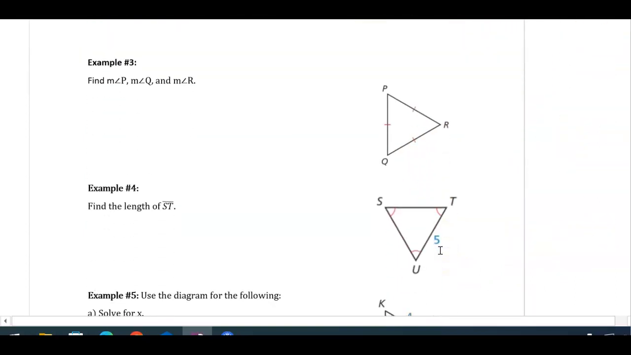All right, so let's look at example 3. It says, find the measure of angle P, the measure of angle Q, and the measure of angle R. Well, if I look at this triangle, it shows me that all three of these sides are congruent. I know they're congruent because they have the same markings on them. Remember, if I have three congruent sides, that means I have three congruent angles.